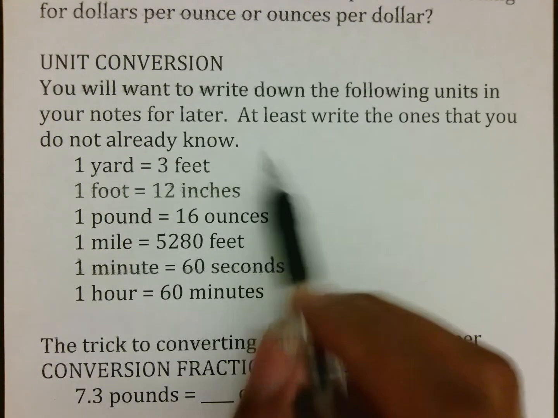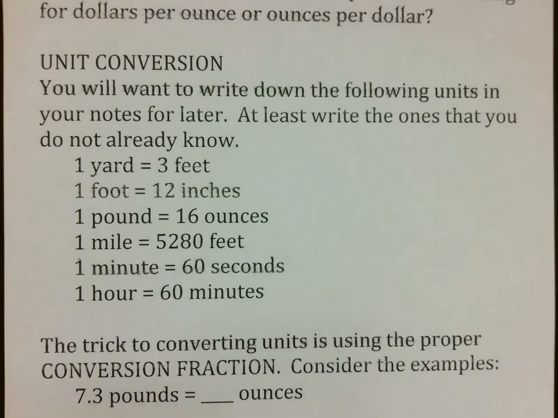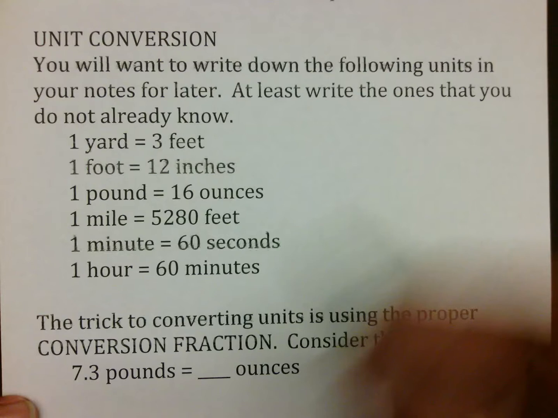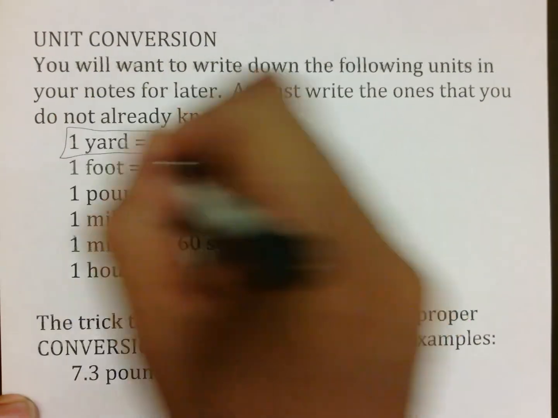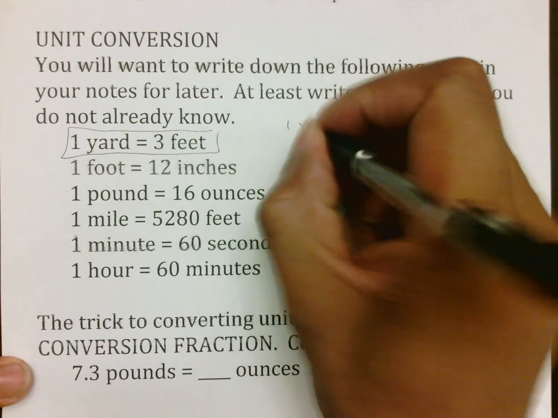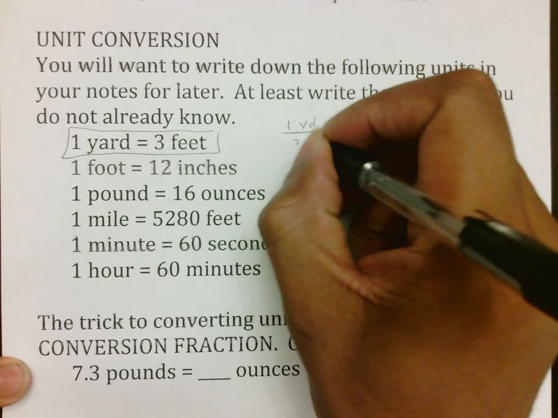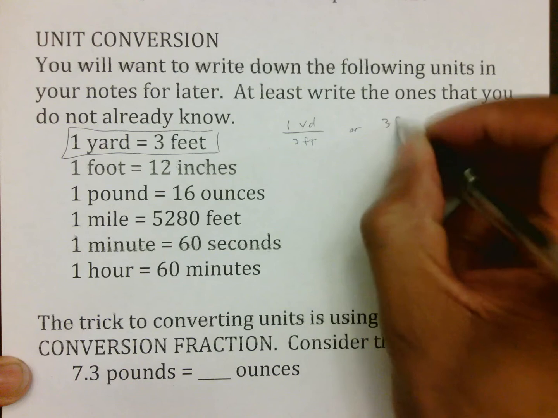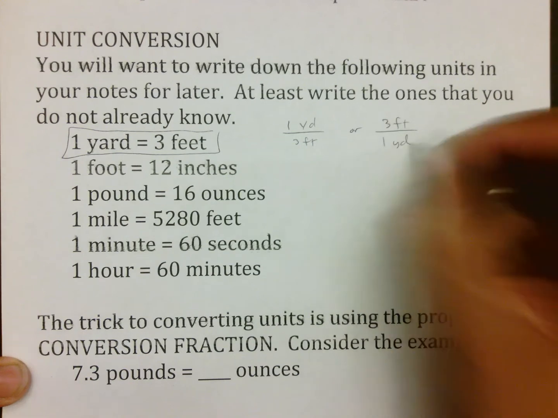And again, these are equation sentences, or I guess conversion sentences that we convert into a conversion fraction. The trick to converting units is just using the proper conversion fraction. For example, I'm going to use yards and feet. This is a conversion sentence, and your conversion fraction can either be 1 yard over 3 feet, because notice I put that on top, that on the bottom, or it could be 3 feet over 1 yard.